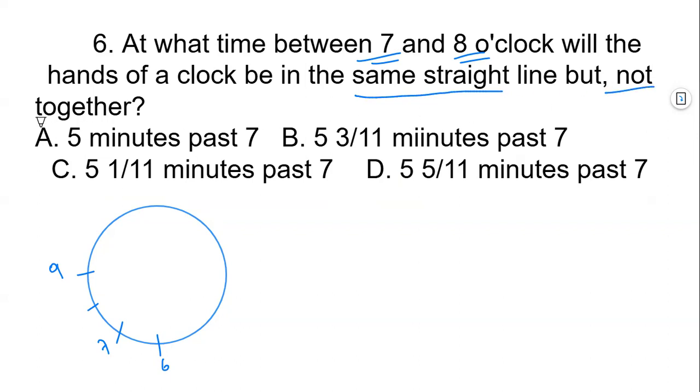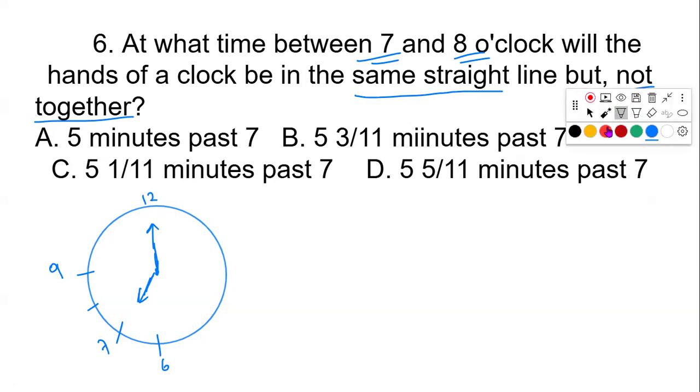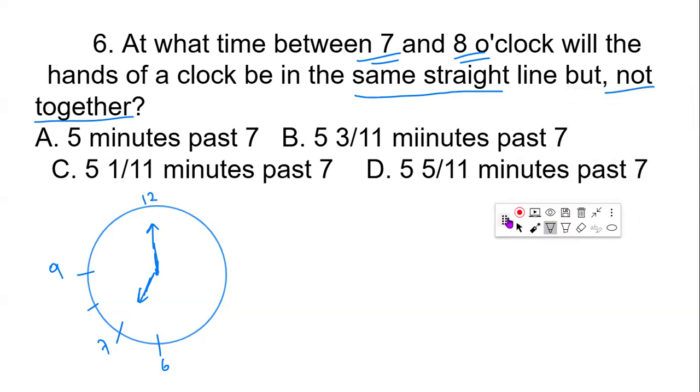That is not coincidence. He is not talking about together coincidence. It should be same straight line. So let us say this is my hour hand, and I know it will be exactly at 7. This is 12. But he is not talking about that. What is he talking about? He is talking about same straight line.